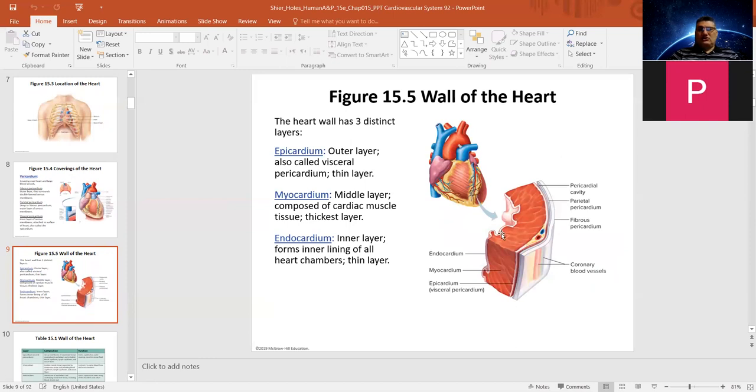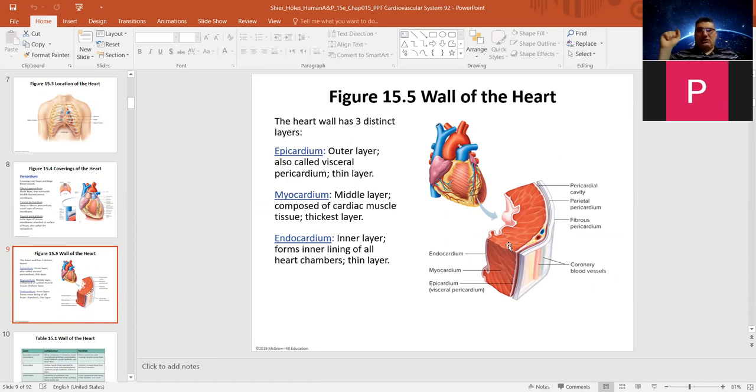So here it is, the layers. If I have a cut section of the wall of the heart, you will see endocardium. Endo means innermost, inside, endocardium, this smooth innermost layer. The middle, which is the thickest one, is myocardium. Myo, translation, muscle.